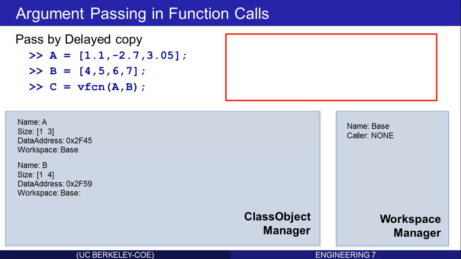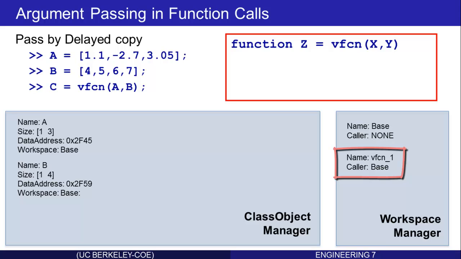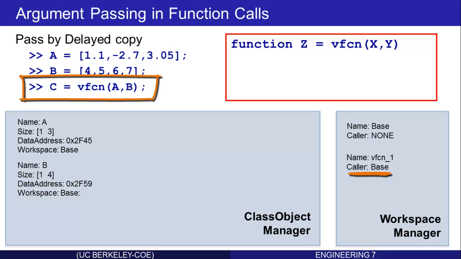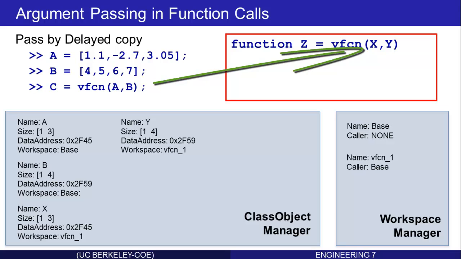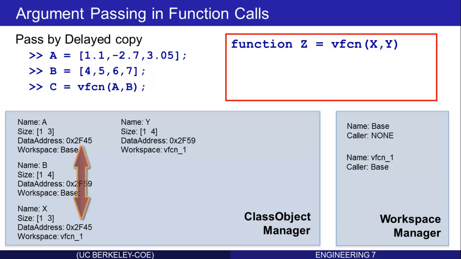Now, let's call a function. First, a function instance workspace is created. I'm labeling it as though the name of the workspace is the function name with an _1, as it's the first instance. The caller of this workspace is the base workspace, as that's where the function call initiated from. The input arguments A and B are passed by delayed copy. The object manager is now managing two more variables, X and Y. They belong to the function_1 workspace, but notice that their data is exactly the same data address corresponding to A and B. These are delayed copies of A and B.